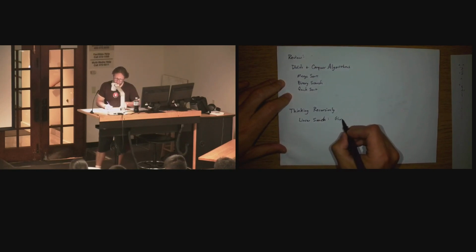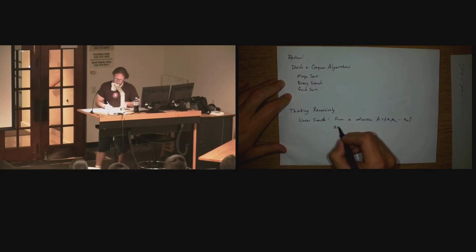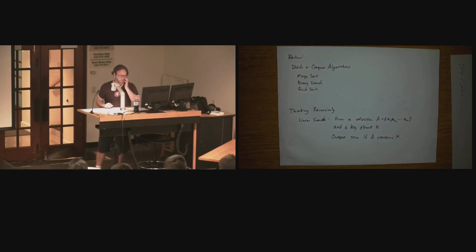So given a collection A of n elements, A1, A2, ... AN, and a key element K, we want to output true if A contains an element that matches it, contains K, right? You can think of these as numbers if it helps. Just think of them as integers, right?